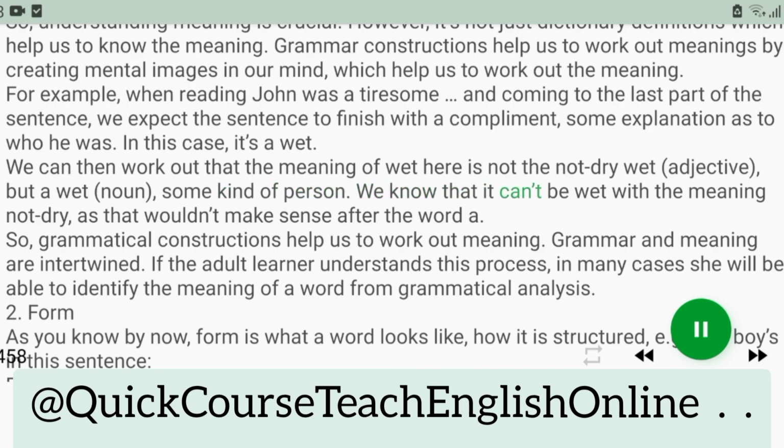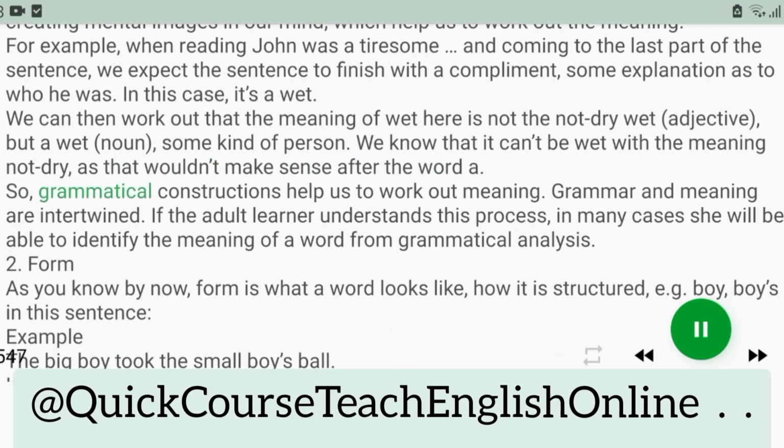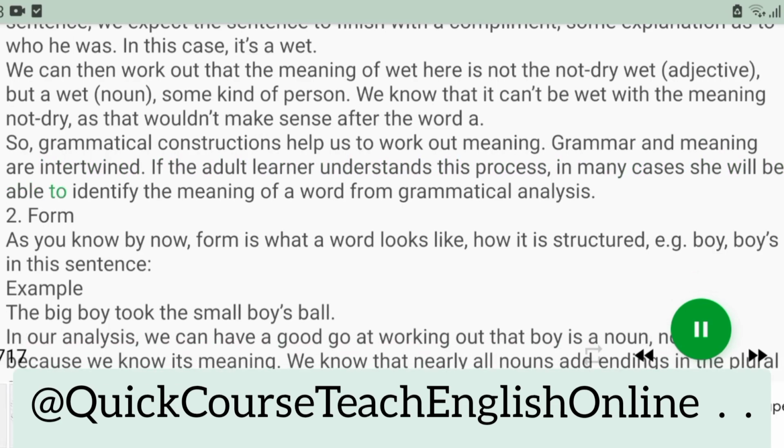We know that it can't be wet with the meaning not dry, as that wouldn't make sense after the word a. So, grammatical constructions help us to work out meaning. Grammar and meaning are intertwined. If the adult learner understands this process, in many cases she will be able to identify the meaning of a word from grammatical analysis.